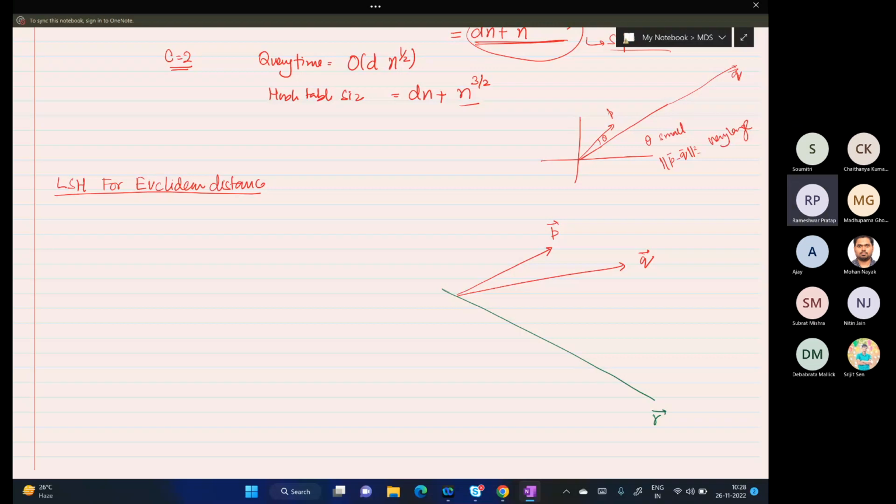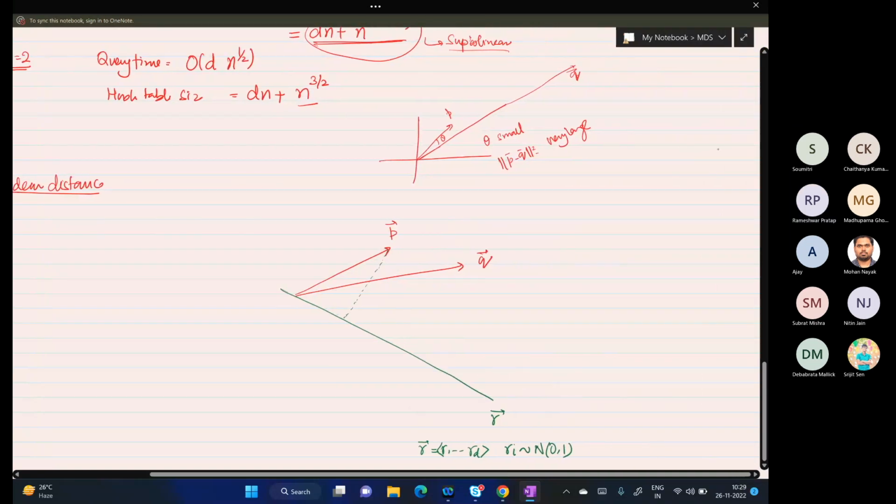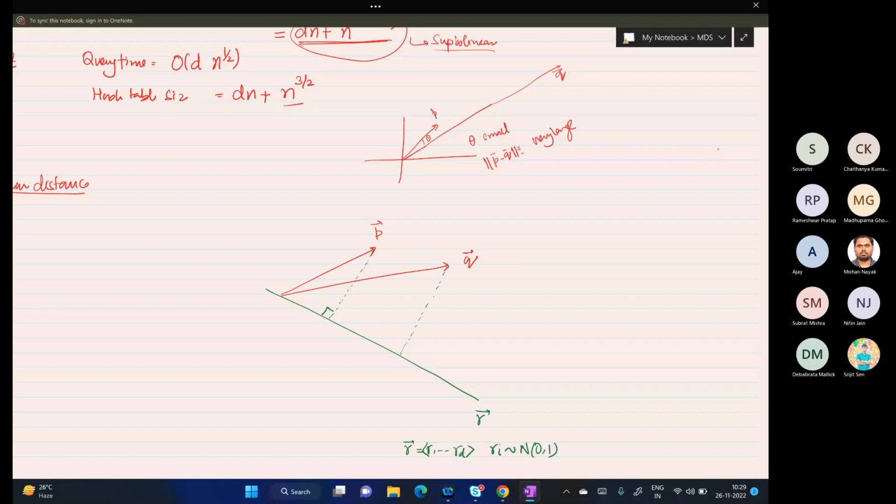This R is generated as R1 to RD, and each Ri is sampled from a normal distribution with mean 0 and unit variance. We are projecting the points on this line. So this is the projection of P on line R, and this is the projection of Q on this line R.